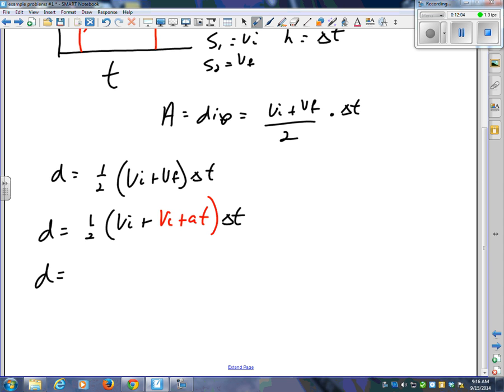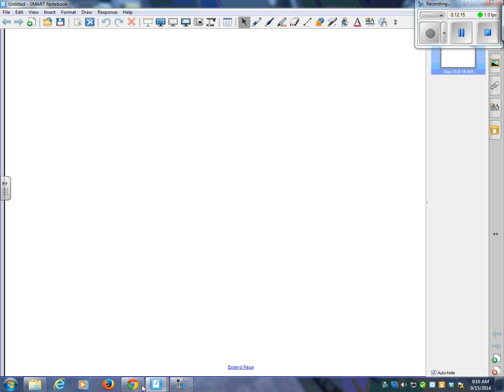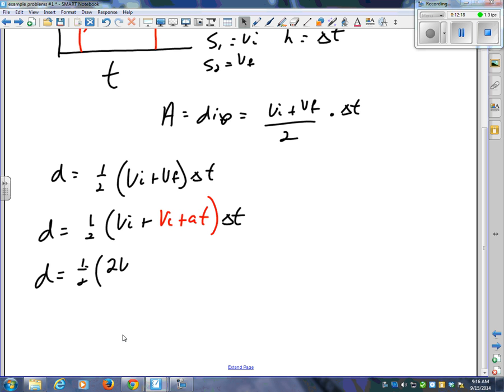Okay, so now let's combine what's in the middle there. So I've got 1/2 of VI plus VI is 2 VI. What just happened? 2 VI plus AT times delta T. Now we already agreed that this T should really be a delta T, right?